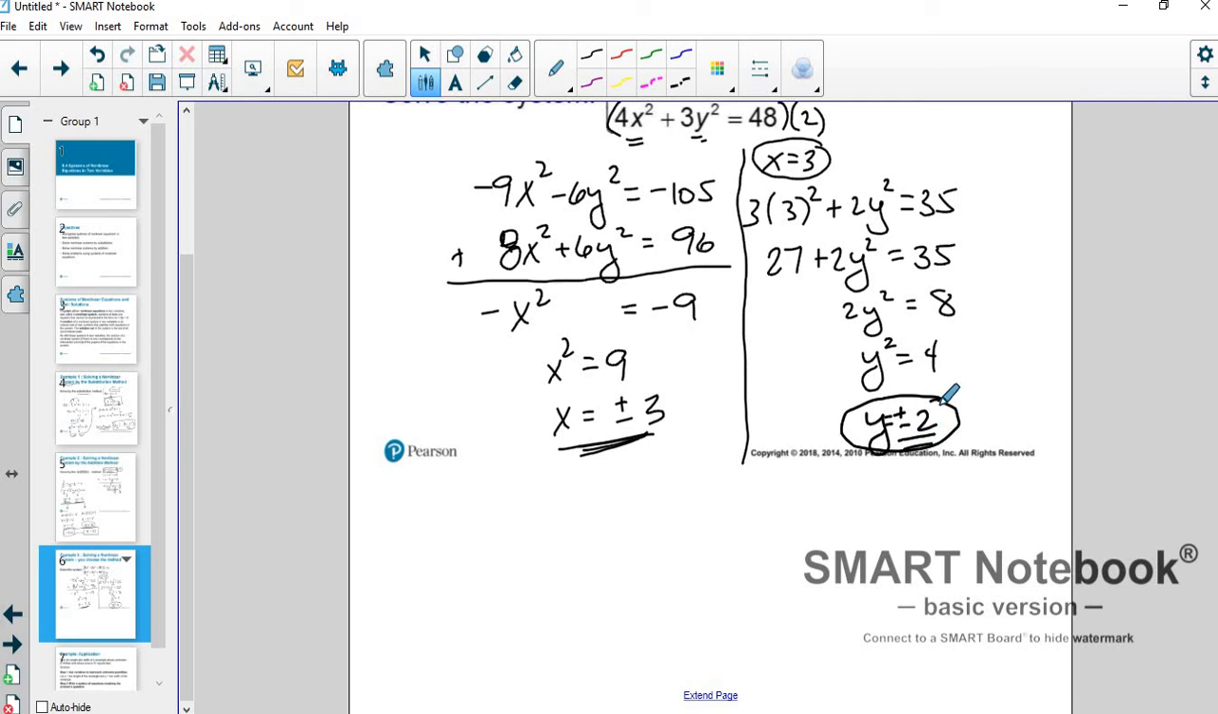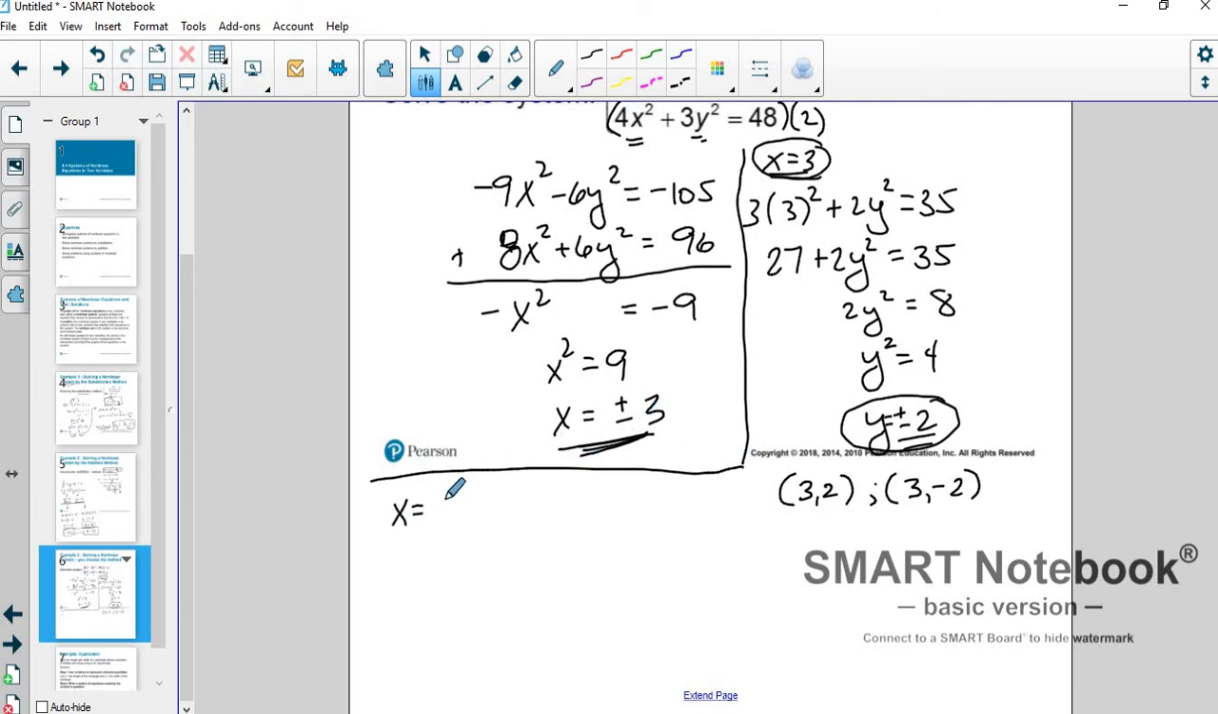Now, where did that come from? That came from x equals 3 only, which means we get 2 y values that go with the x value 3. Okay? Well, we're not done yet because we had 2 x values.